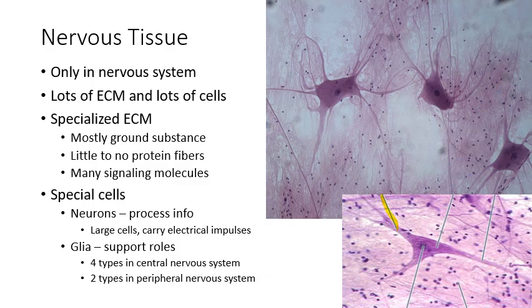Then you have last glial cells, various types of glial cells. Those are support cells basically. So all these little dots would be glial cells. They're way smaller. And there's a number of roles they play, support roles for the nervous system, which we will get into more detail with when we actually cover the nervous system next week.